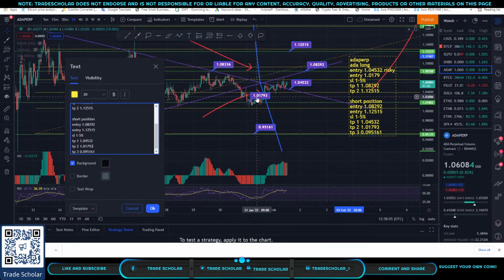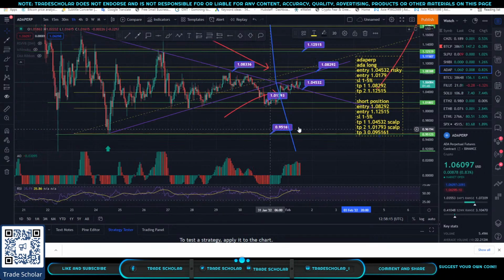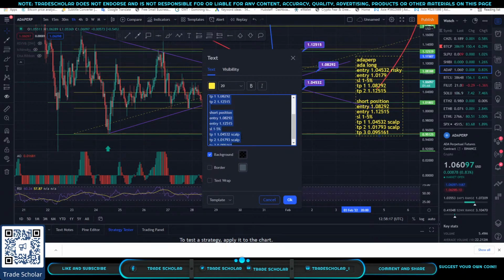0.09516. Okay? Scalp, another one scalp. Okay? Okay. 2 to 5% portfolio only.